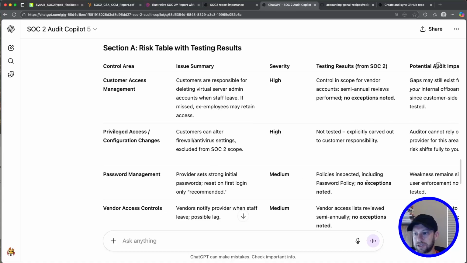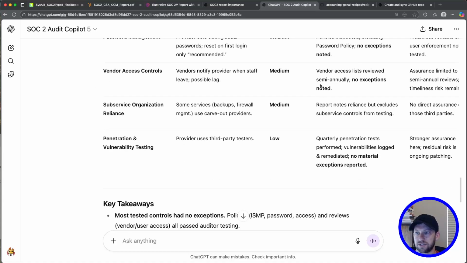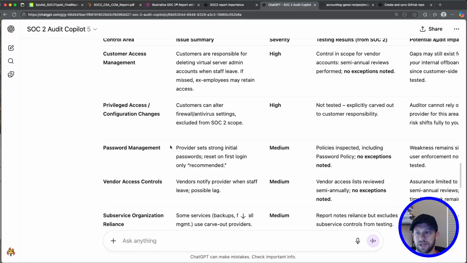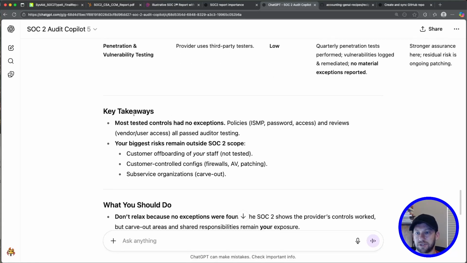So that'd be interesting to see when we get to that part if it does show up there. Password management, no exceptions. Vendor access controls, no exceptions. Subservice organization, this one excludes testing. And then penetration and vulnerability testing, no material exception. So this is good. This helps me organize it into major control areas. It doesn't get into the weeds. It pulls it into plain English, which I really like.